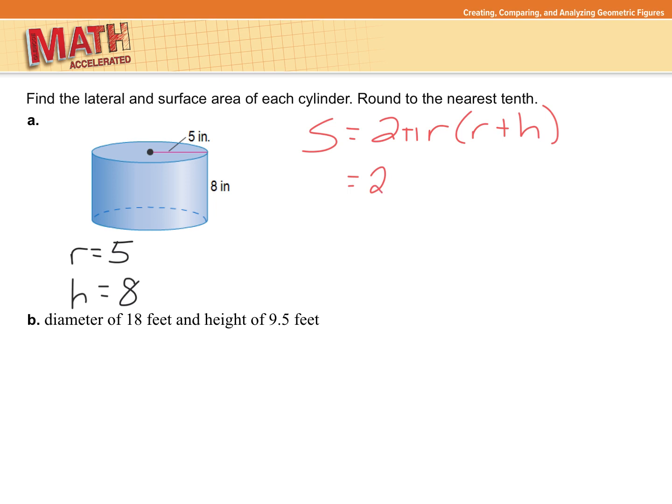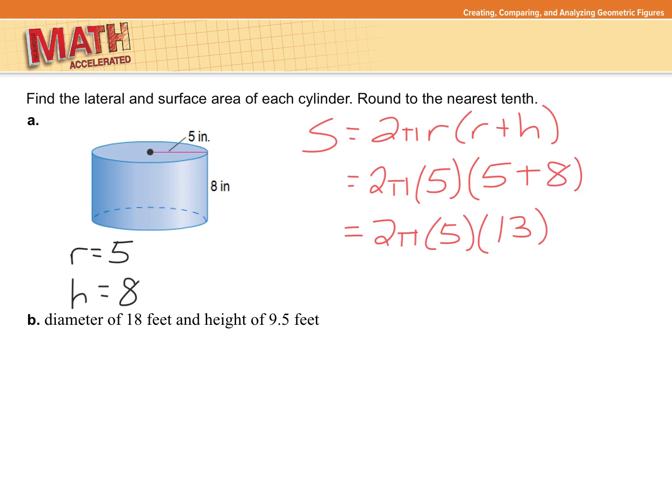So we have 2 pi times, make sure you plug them in for the right things. What's the radius? 5. And then we have 5 plus 8. Again, what did we say that needs to happen first? The addition. What's 5 plus 8? 13. Yep. From here, what can we do in our calculator?